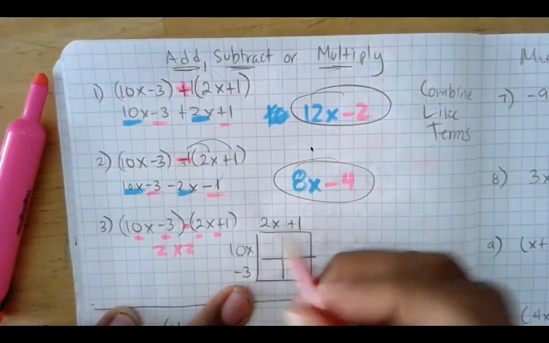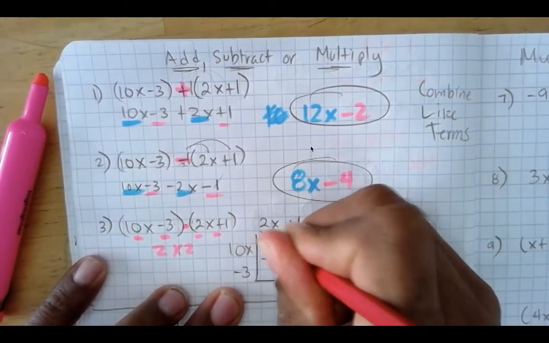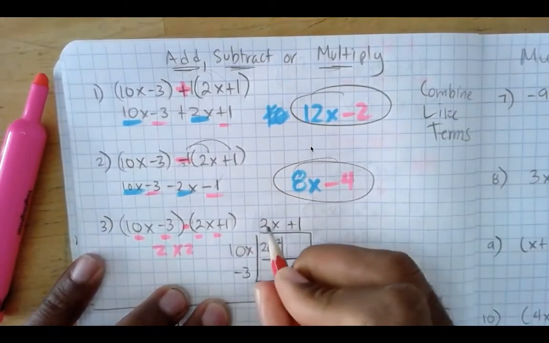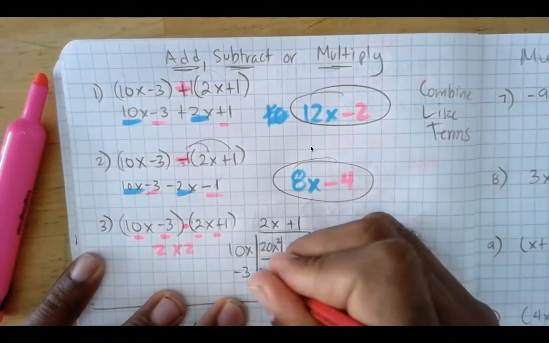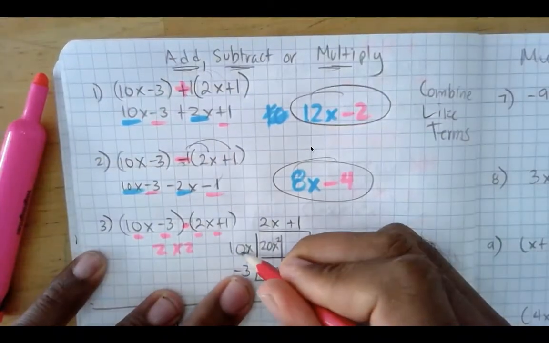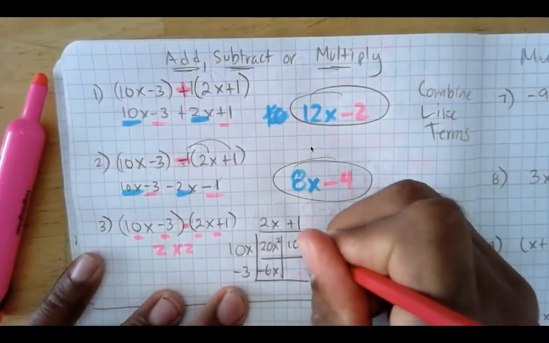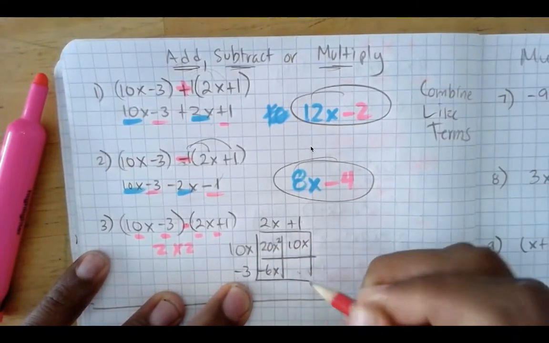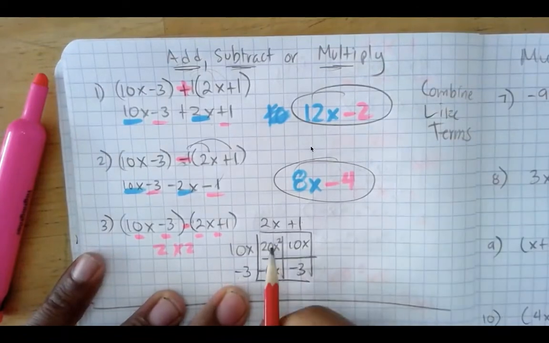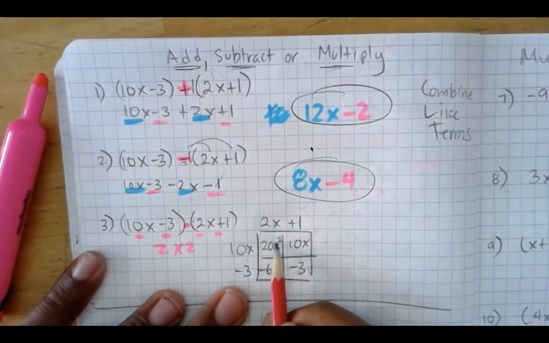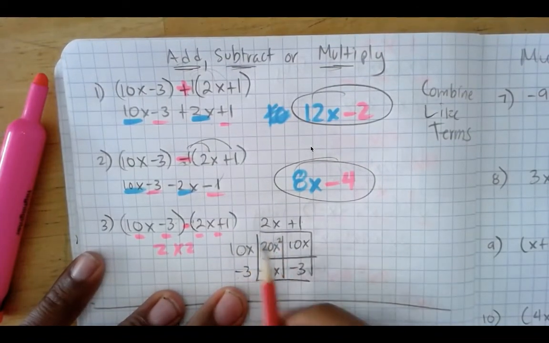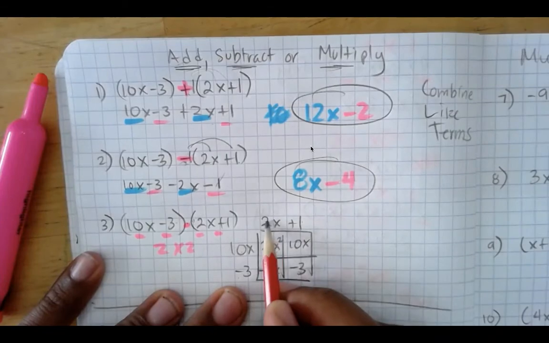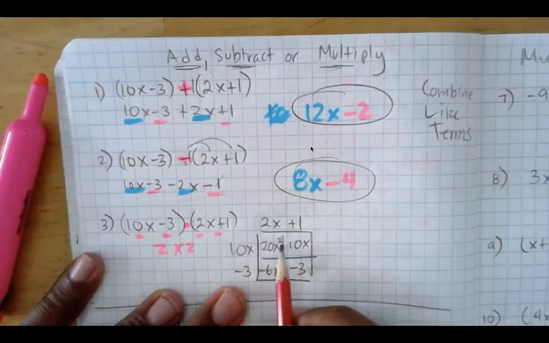Okay, so 10x times 2x, that's going to be 20x squared. Okay, 2x times negative 3, that's minus 6x. And 10x times 1 is 10x. And let's see, negative 3 times 1, that gives me this one, so that'll be minus 3. And again, going back to this one, the reason that's x squared is, first of all, when you multiply two terms and they both have numbers and both have x, first you're multiplying the numbers, 2 times 10, and then x times x is x squared.